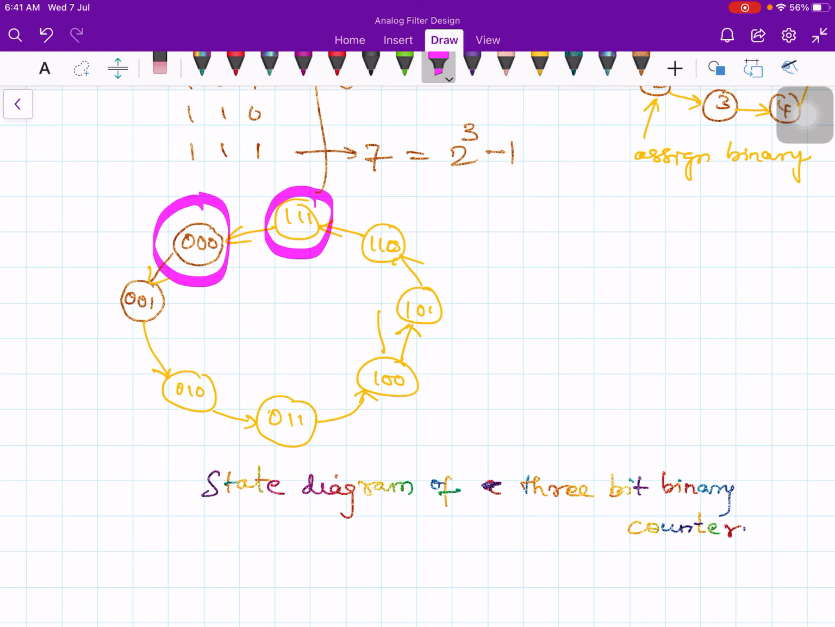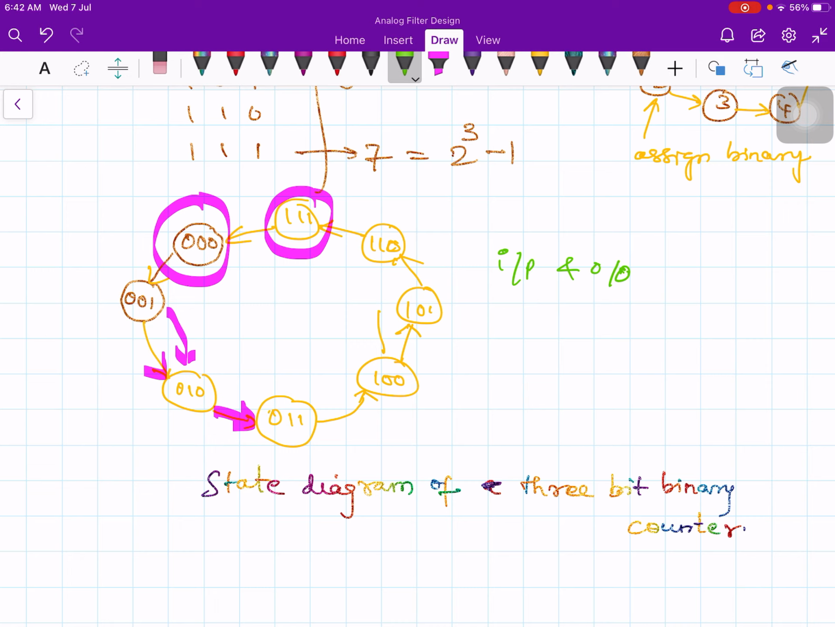Notice that the directed lines between the circles are not marked with the input and output values. We are not discussing input and output values here. In other state diagrams we had input and output. Here, especially in counters, only the states are enough for me. The states are the outputs.